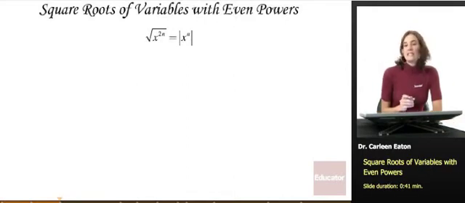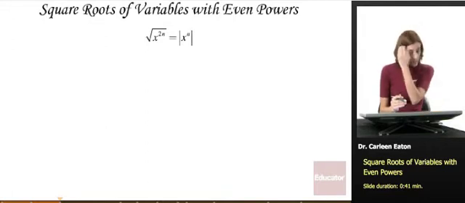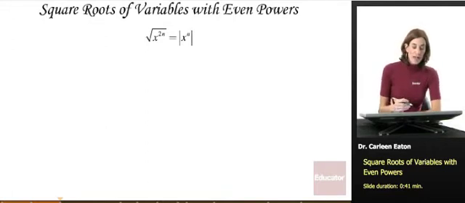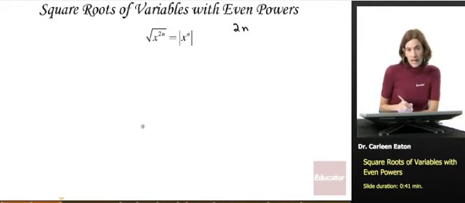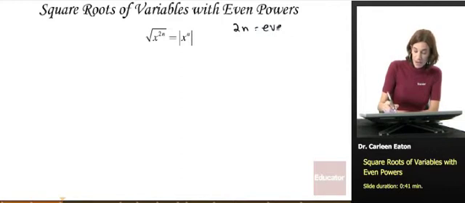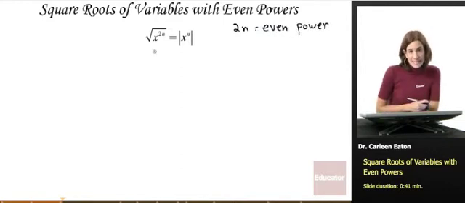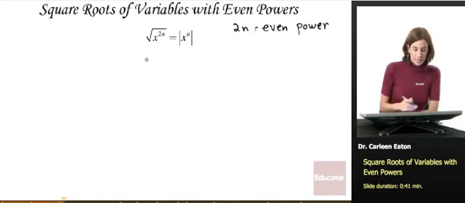The next topic that we're going to discuss as we simplify radical expressions is what to do when you have the square root of variables with even powers. So we see here that this is 2n, and when we multiply a number times 2, we end up with an even number. So this tells me that I have an even power. And it says here that the square root of x to the 2n power equals the absolute value of x to the n. Before we address the absolute value, let's just address what's going on here.